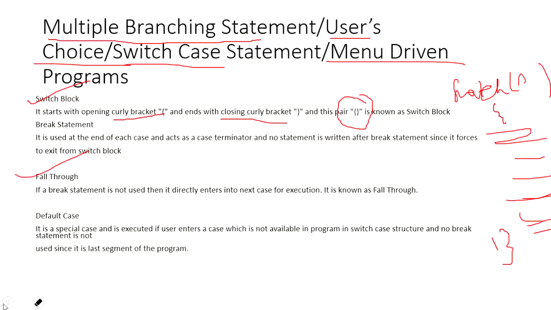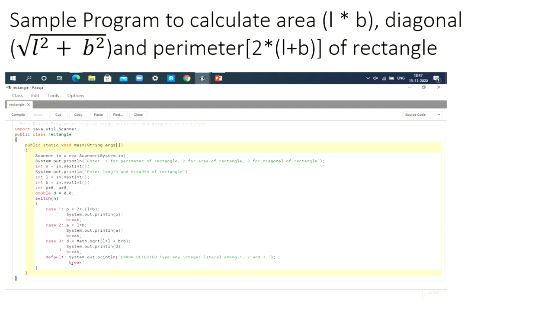And the next is the default case, that I already told you. If a user enters a wrong thing, it shows some message. This is a special case and it's executed if a user enters a case which is not available in the switch case structure, and no breaks. So after default no break is used. Okay, I accidentally wrote break.